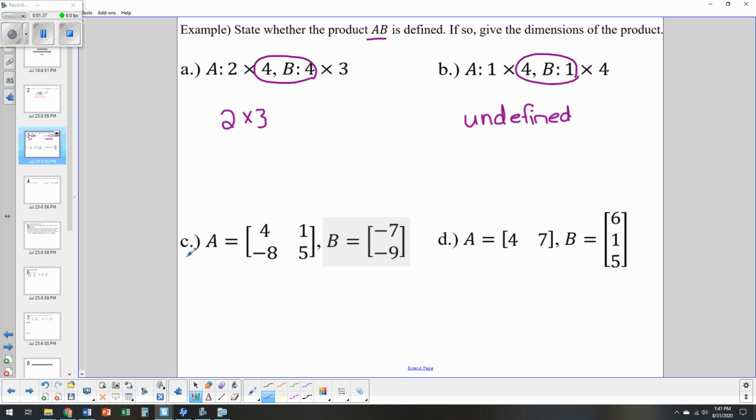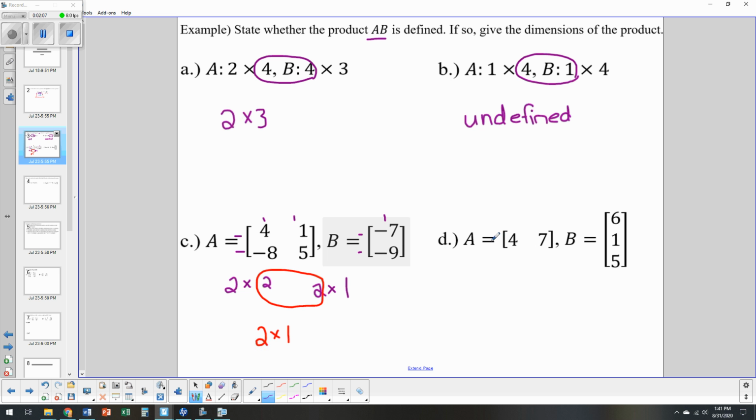For part C, I don't have the listed dimensions, so I have to find them. This is 2, remember rows first, by 2. And this is 2 by 1. So I look here, my middle numbers match, which means my result would be 2 by 1.